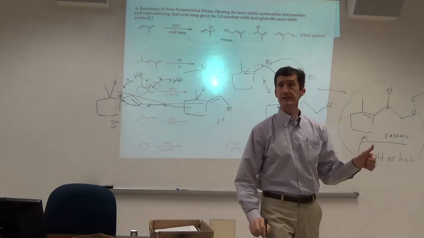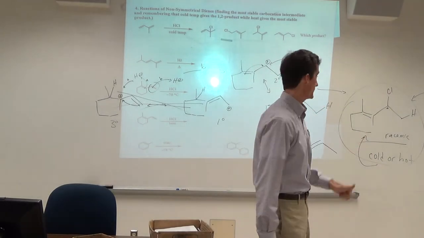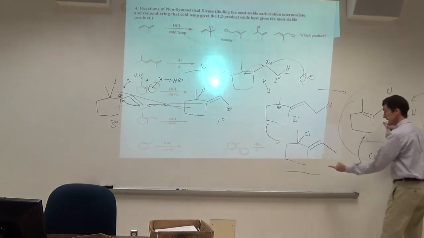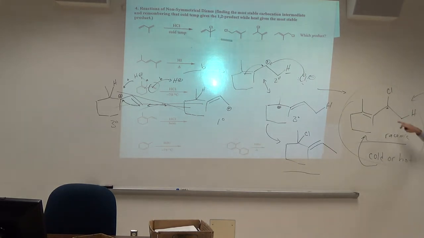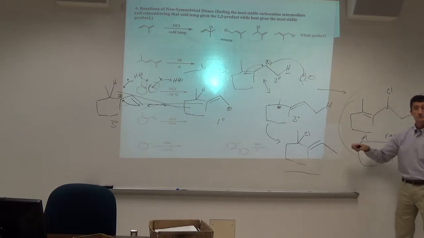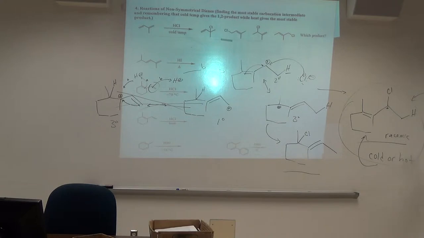What product do we get with heat? Most stable. Of the two possible, which is most stable? This one. Tetrasubstituted. That's trisubstituted. So with heat, you also get this.